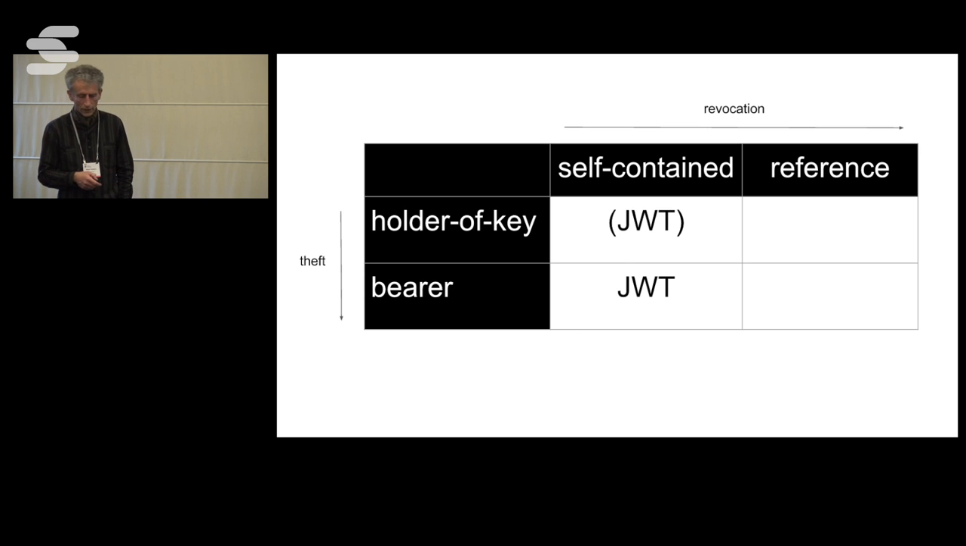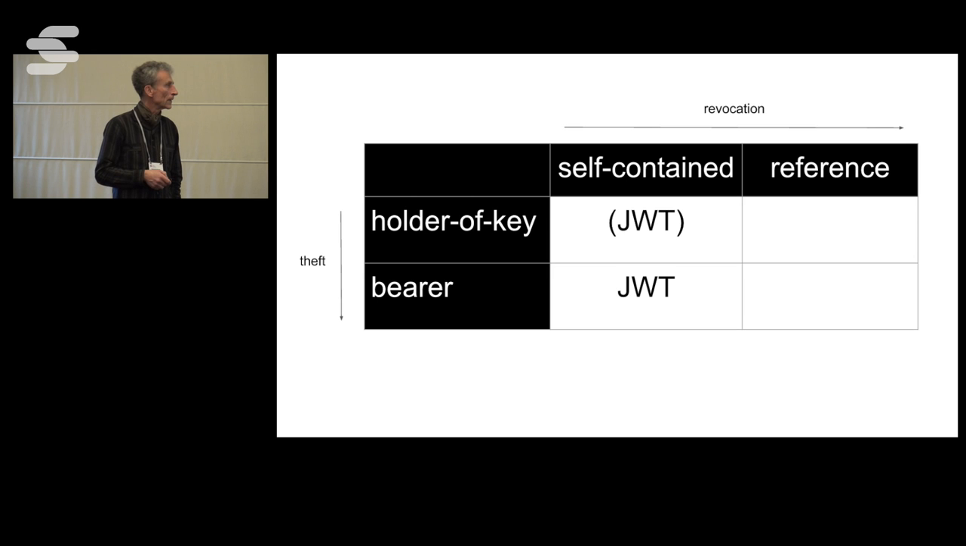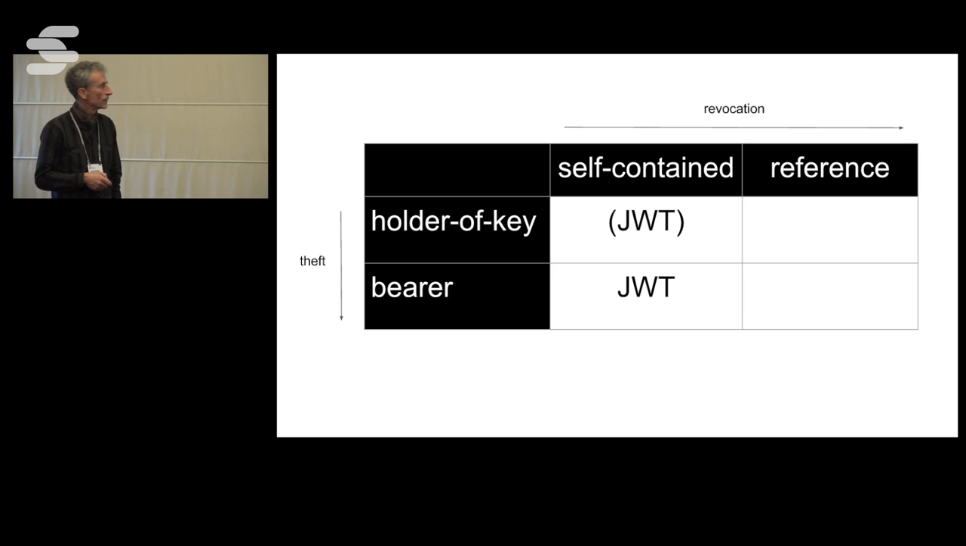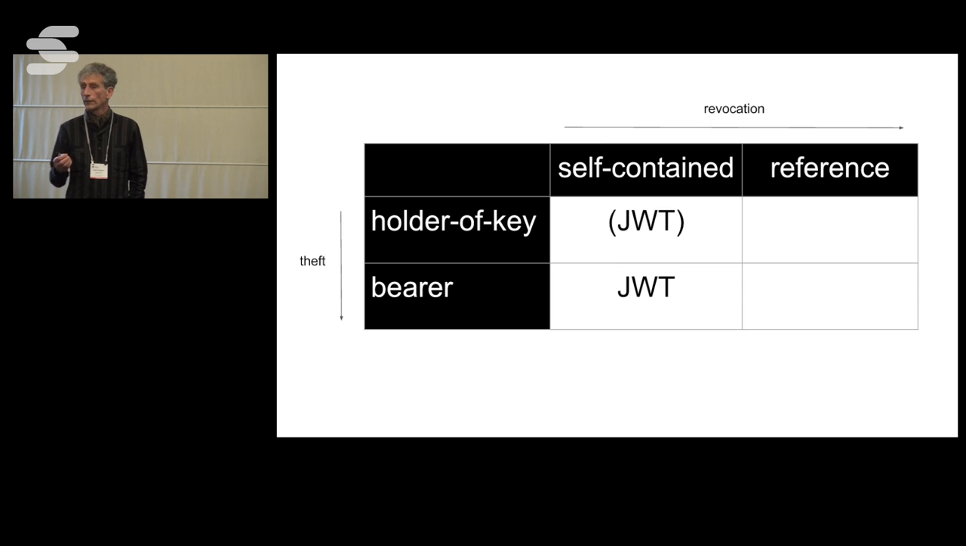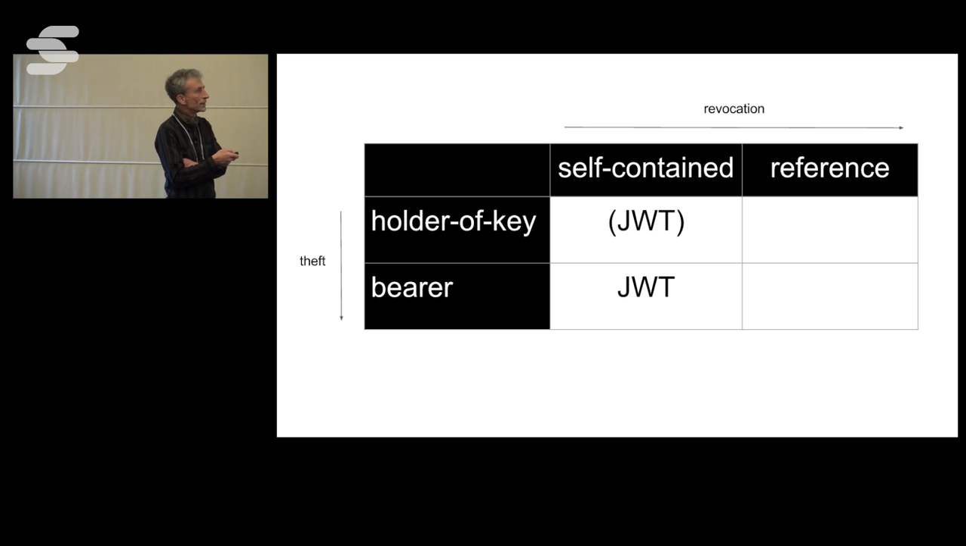This is a little overview that I made of tokens. On the one hand you have self-contained tokens, and on the other, opaque tokens. Often they're also referred to as reference tokens, because since the client cannot understand them, they have to refer to someone who will decipher them for them. They have to send them back to the issuer and say, what does this token mean? So that is the distinction between self-contained and opaque tokens.